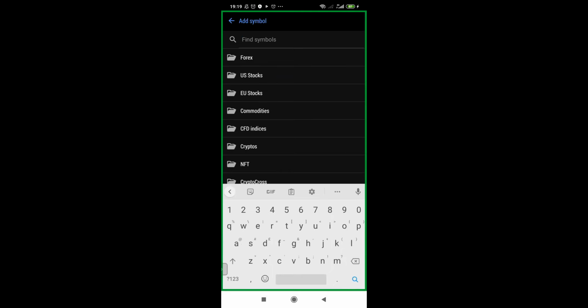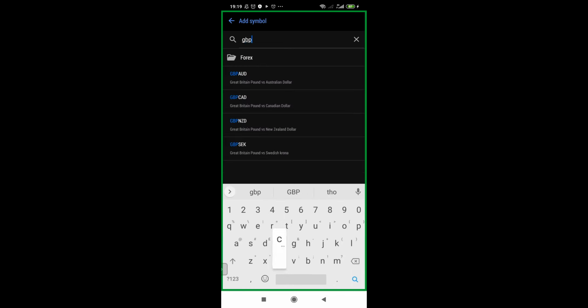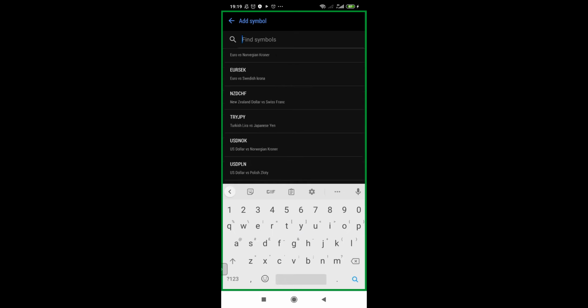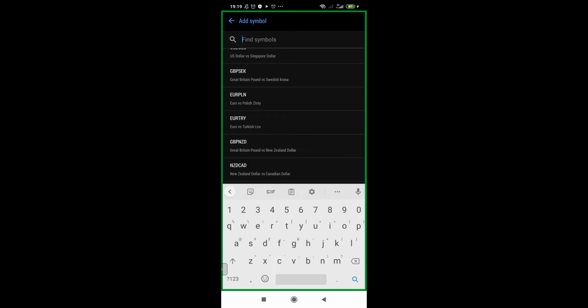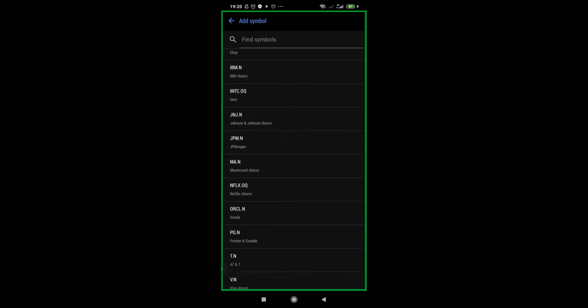Let's say I want to add GBPCHF. So I think it's already there. If I want to add it onto my quotes, I just select it. Or if you want to add all of the Forex pairs, just click on the Forex folder and then add the pairs that you want to add. Just look for them and add them as you want to.